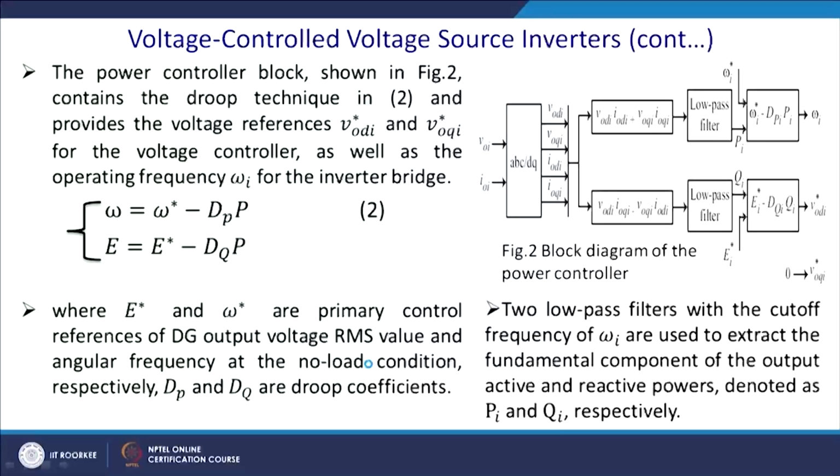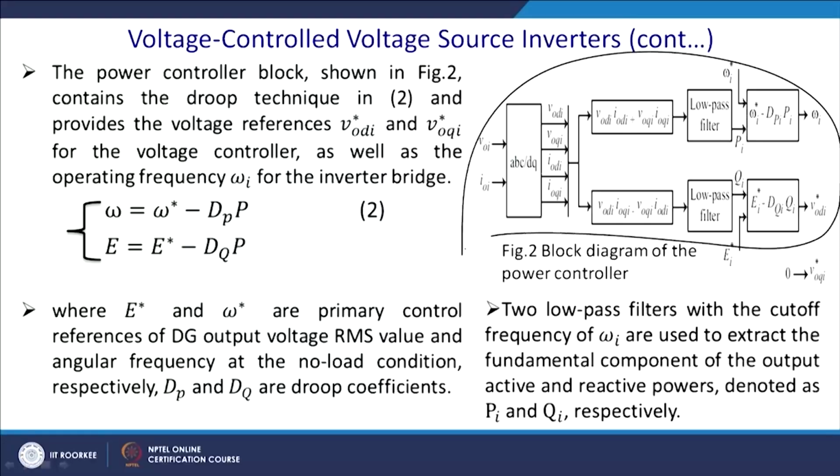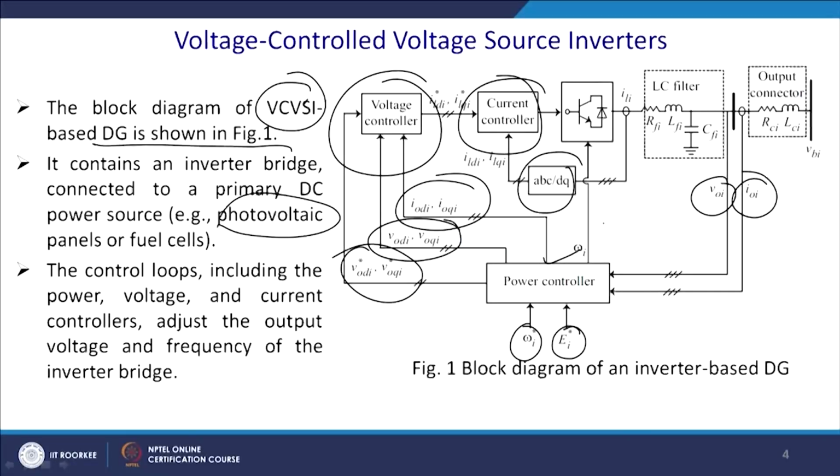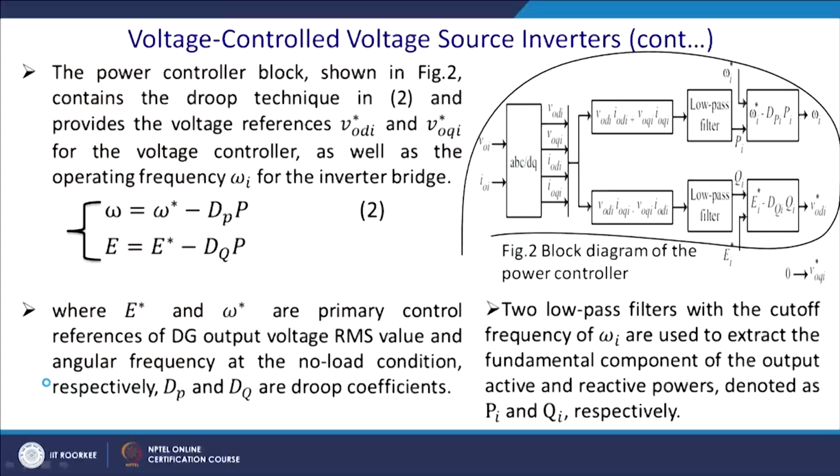The power control block which was shown here, this block essentially, has been represented here. It has the output voltage and output current as inputs, you convert from ABC to the DQ frame, and thus you get all the quantities in VD, VQ and ID, IQ. Thereafter, you have the real power in the DQ domain, that is VD ID plus VQ IQ, and the cross product is basically the imaginary or reactive power, that is VD IQ minus VQ ID, and thereafter it will be passed to the low pass filters.